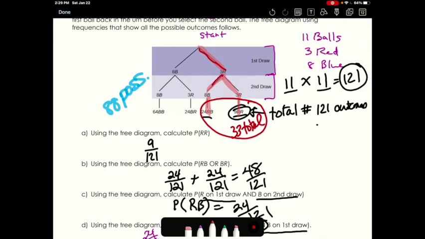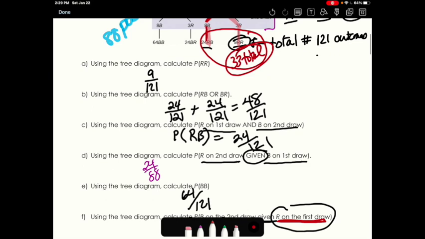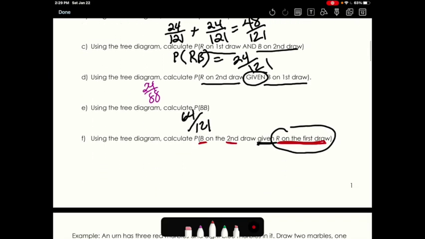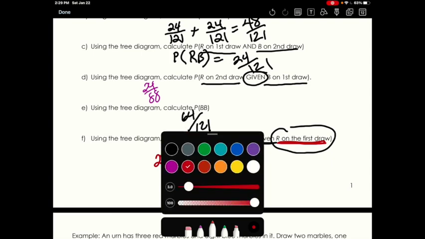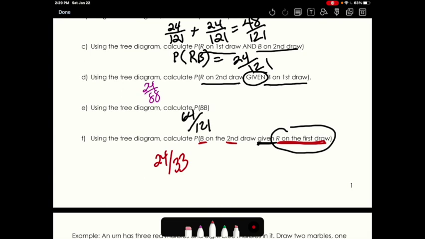Now, getting a blue on the second draw means I am following this path. There's my red on the first draw. There's my blue on the second one. There's 24 ways to do that out of a total of 33. So when I write down my probability, that's going to be 24 out of 33.